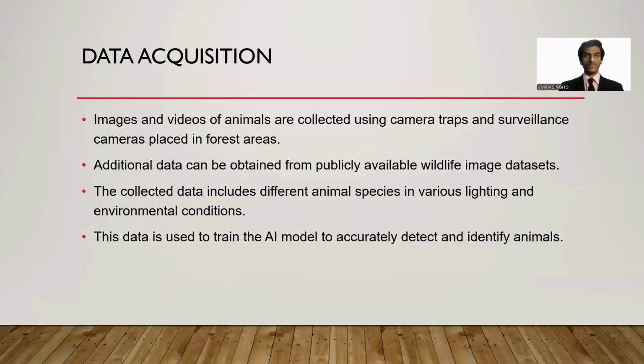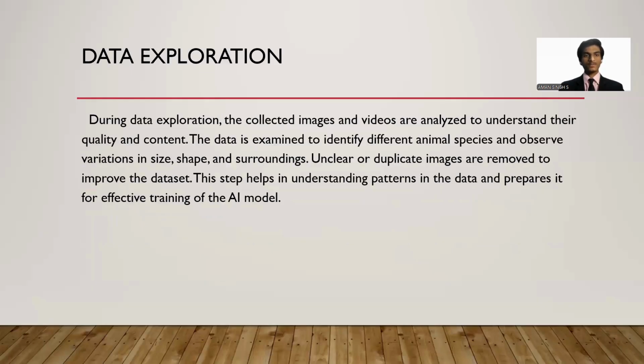Data acquisition. Images and videos of animals are collected using camera traps and surveillance cameras placed in forest areas. Additional data can be obtained from publicly available wildlife image data sets. The collected data includes different animal species in various lighting and environmental conditions. This data is used to train the AI model to accurately detect and identify animals.